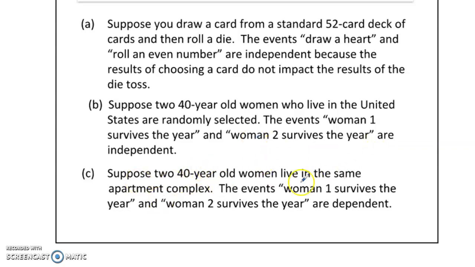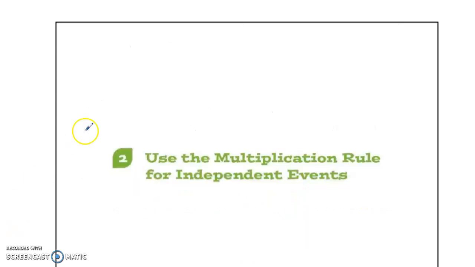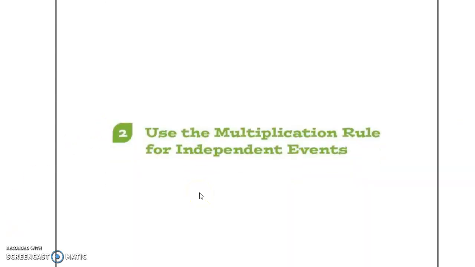However, if 2 40-year-old women live in the same exact apartment complex, the events woman 1 survives the year and woman 2 survives the year are dependent. Because, for example, if the apartment complex happens to have elevated levels of lead in the water, or happens to burn down in a fire or something like that, all very maudlin ideas, that would necessarily mean that both woman 1 and woman 2 are exposed to the same situations, so the probability of one is definitely going to affect the probability of the other. They're dependent events.